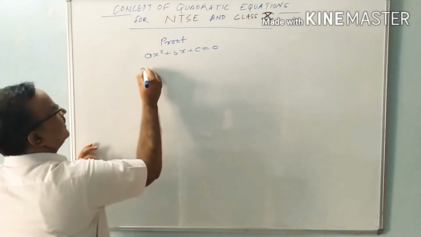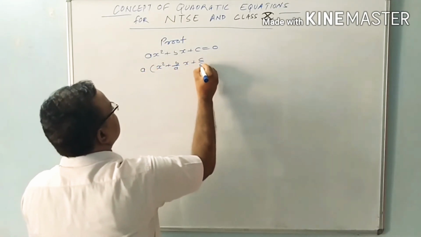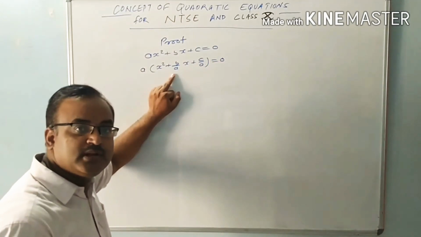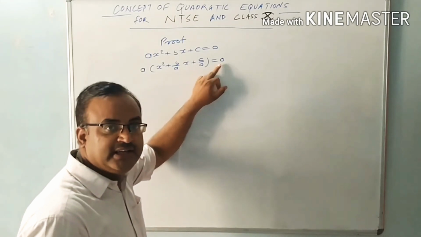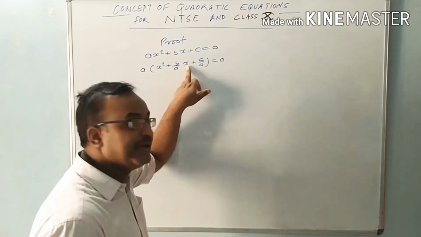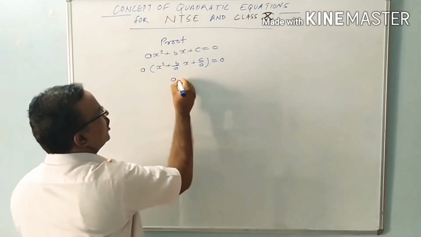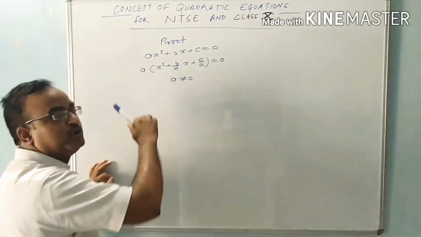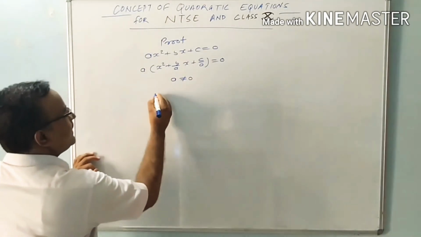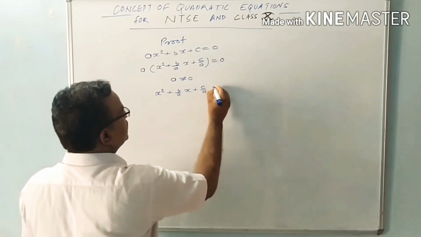When we take common a, now it is a times x square plus b by a x plus c by a is equal to 0. The product of them is equal to 0, so either a is 0 or x square plus b by a into x plus c by a is equal to 0. But we know in the quadratic equation a should not be equal to 0. If a is not equal to 0 and the product of them is equal to 0, it's clear x square plus b by a x plus c by a is equal to 0.